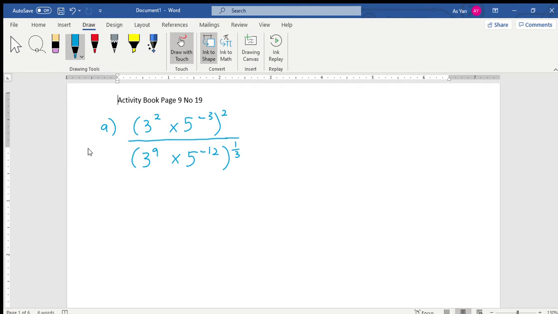Okay, hi everyone. Today I would like to discuss activity book page 9, question number 19. So you can get ready with your activity book. Okay, let's look at the question.